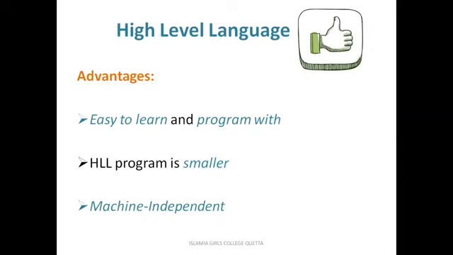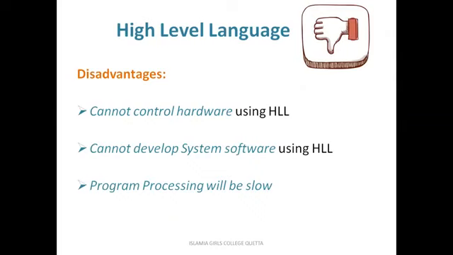So now we can see some advantages of the high-level language. First, high-level languages are easy to learn because they have English words and mathematical symbols to program with. Second, the code written in a high-level language is smaller. We have seen the example. And third, it is machine independent. This means that you don't have to write the code again for different machines. One code will run.